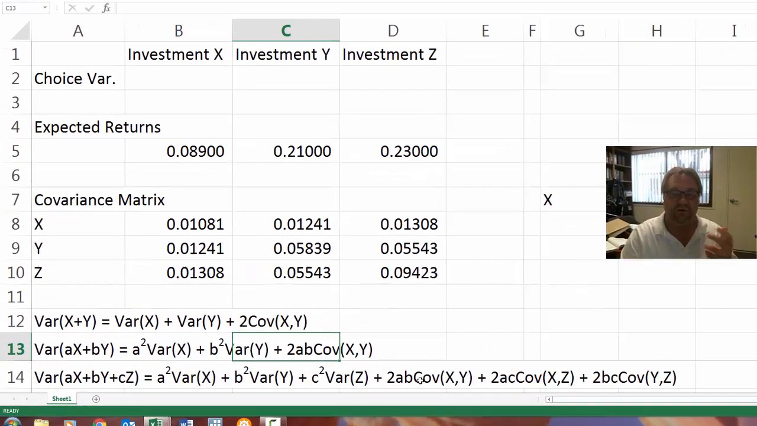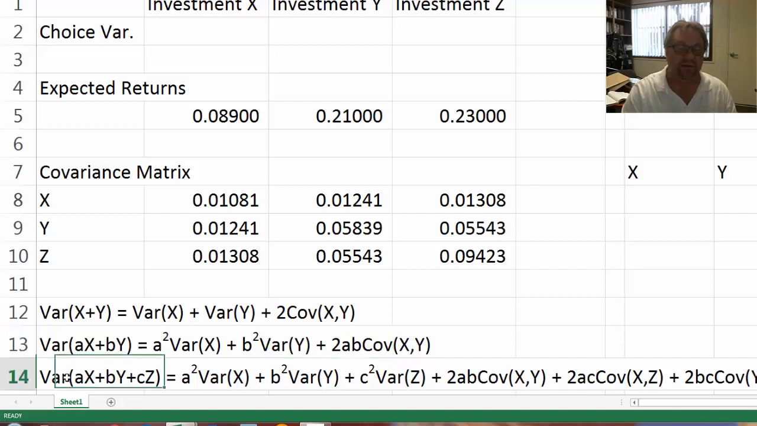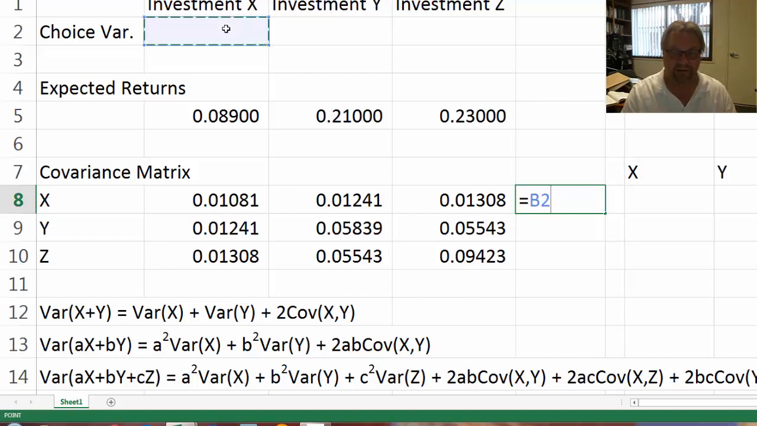All right, so bottom line, in this formulation of the Markowitz model, this is our covariance. So this is our risk factor, all right? Well, what we have to do now is calculate this in Excel. And it turns out it's really easy. So the first thing I want to do is set my choice variables, right? Because this is the A, the B, and the C.